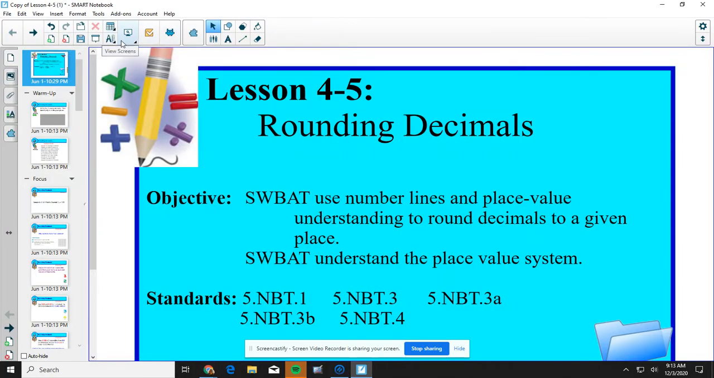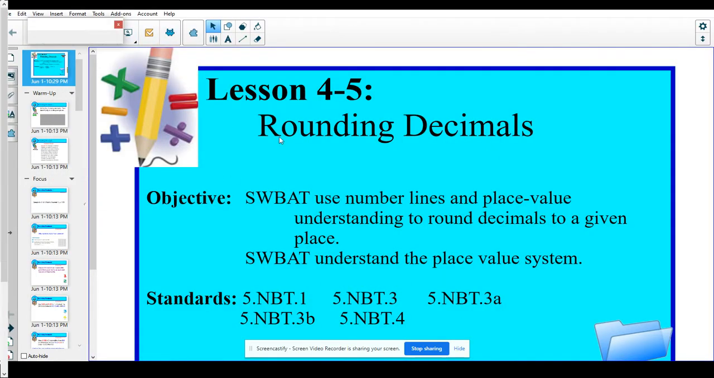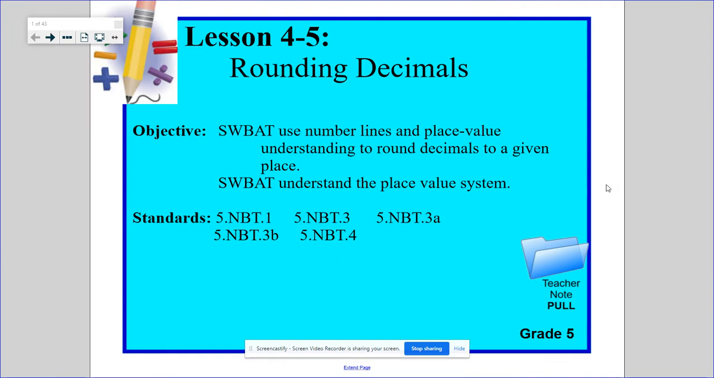All right, guys, we are going to be doing rounding decimals, which is lesson 4.5. In this lesson, we're going to be able to use number lines and place value understanding to round decimals to a given place. We're also going to continue understanding the place value system.